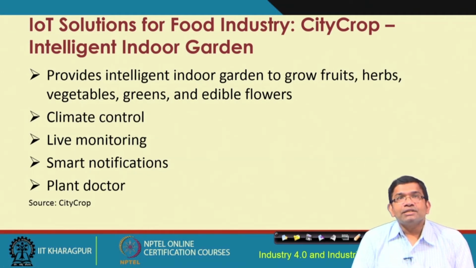Citicorp provides an intelligent indoor garden to grow fruits, herbs, vegetables, greens and edible flowers. They have implementation of automated climate control, automated livestock monitoring, and automated smart notifications which can be sent to the concerned stakeholders, and also to the plant doctors.